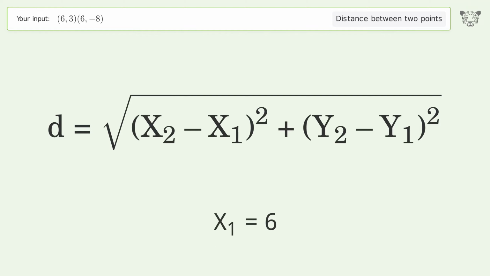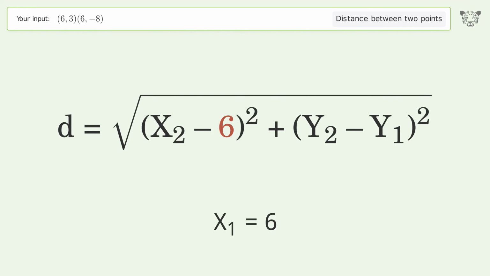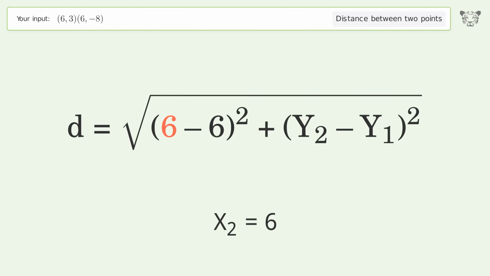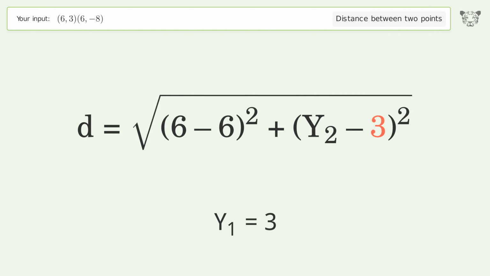x1 equals 6. x2 equals 6. y1 equals 3. y2 equals -8.